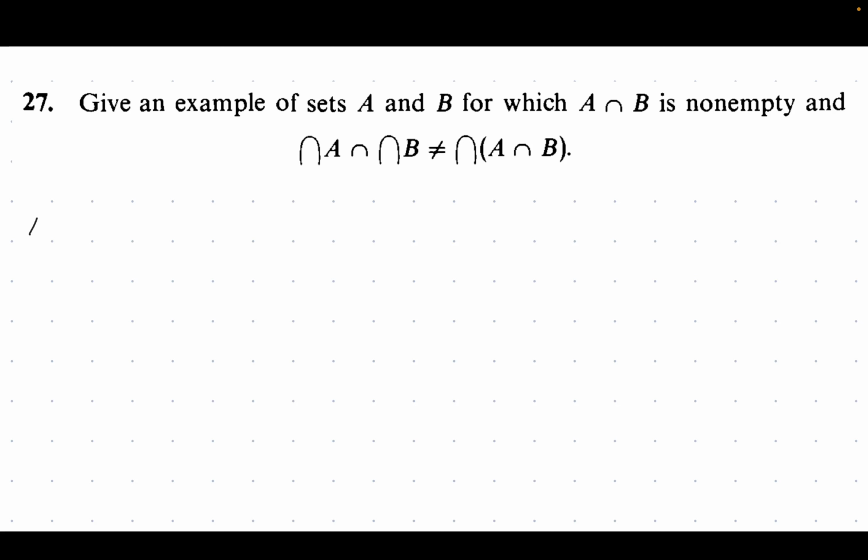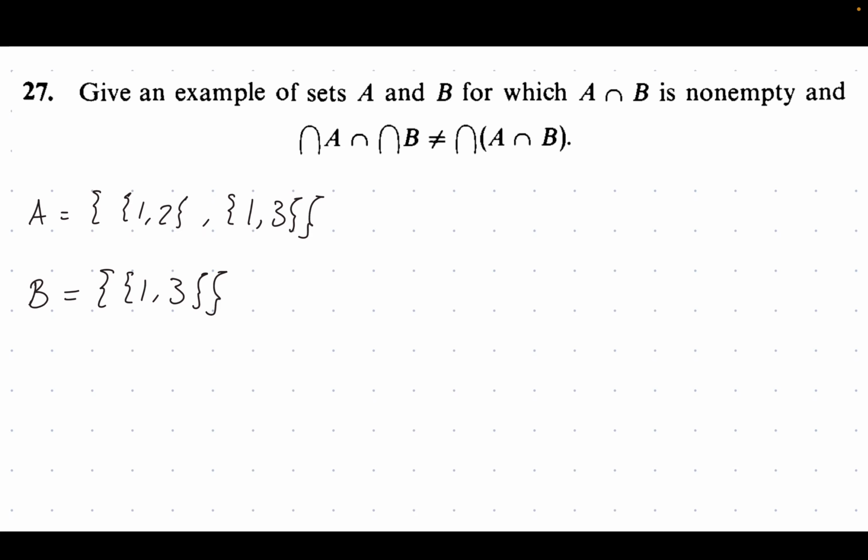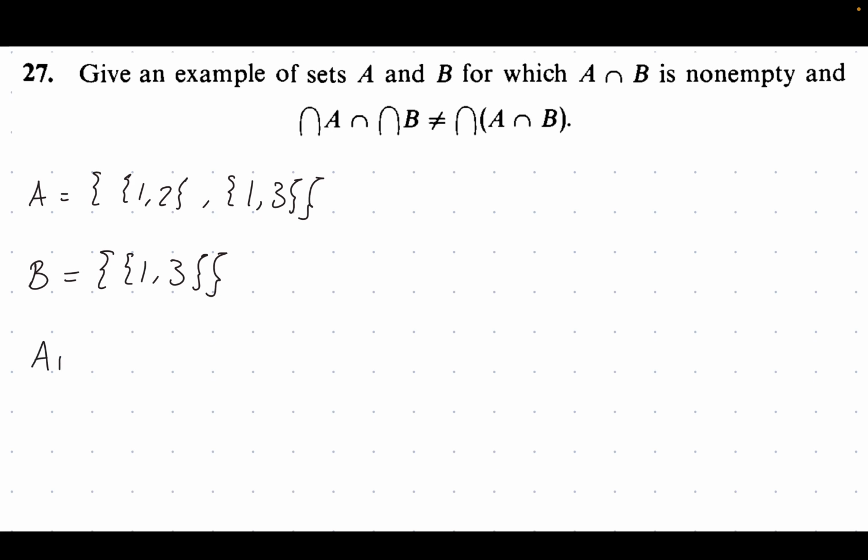Right, so I'm just going to say that A is equal to the set containing the sets {1, 2} and {1, 3}. And B is going to be equal to the set containing the set {1, 3}. Okay, immediately off the bat, we can see that A and B have an element in common, so A intersect B is non-empty and is in fact equal to the set containing {1, 3}.